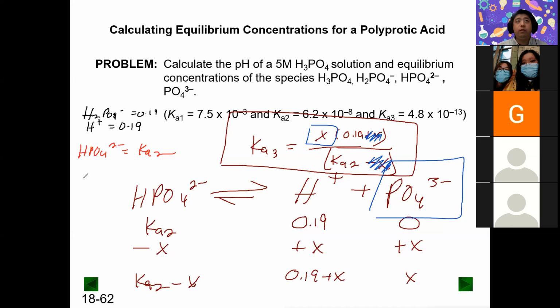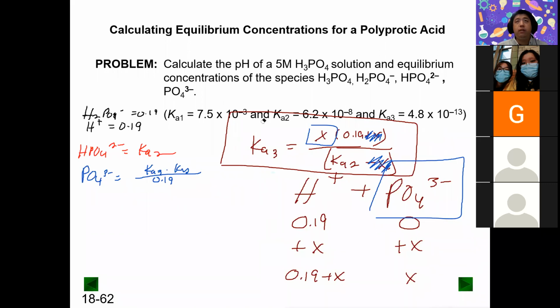Okay, so if I wanted to write that down, this is essentially the same if I took Ka3 times Ka2 divided by 0.19. If I want to algebraically write it, because I'm too lazy to solve it right now. Okay.